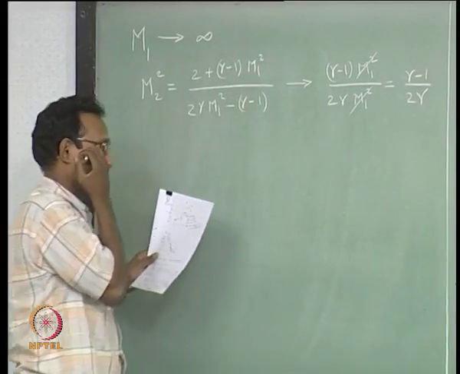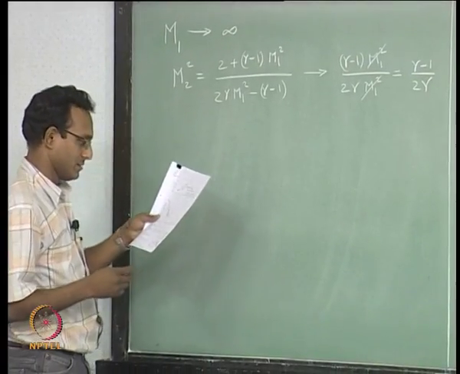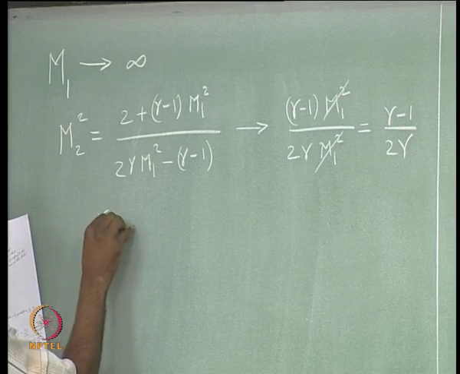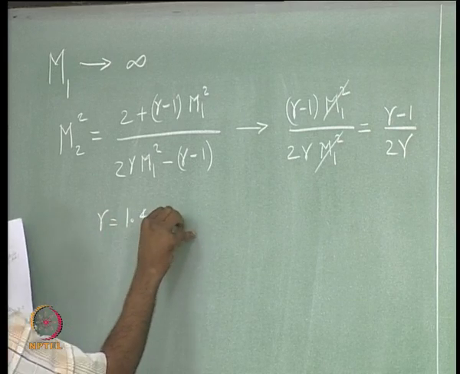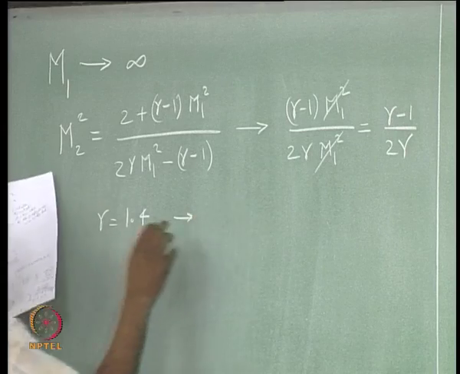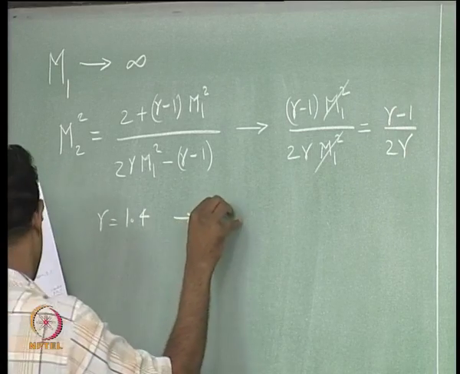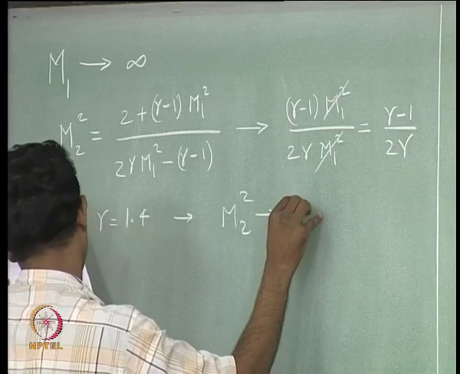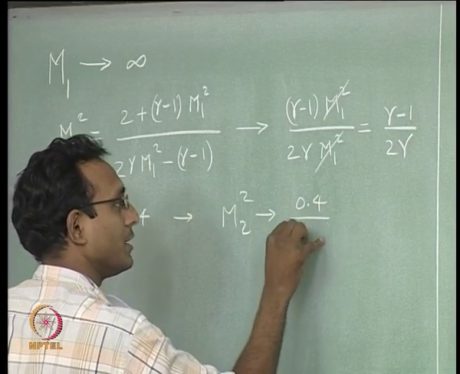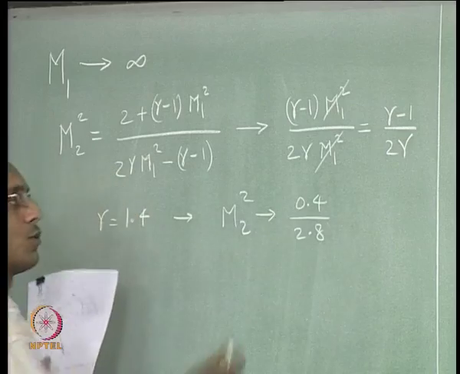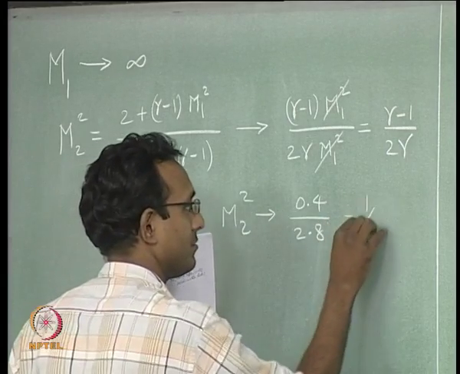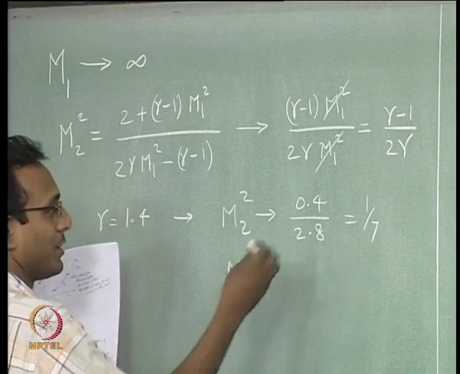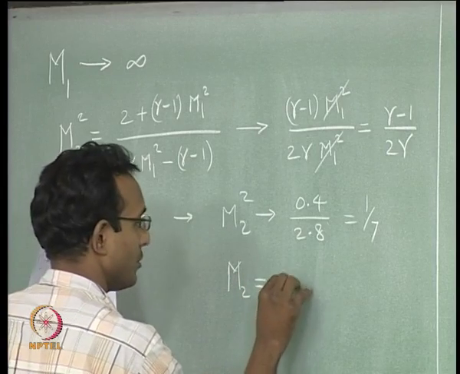This is what you are getting. Now if I want to find the asymptotic value for various gamma values, let us say I put gamma equal to 1.4. Remember, it is M2 square, so M2 square tends to 0.4 by 2.8, which is 4 by 28, 1 by 7. So if I find my M2, it is 1 by root 7, which is 0.378.